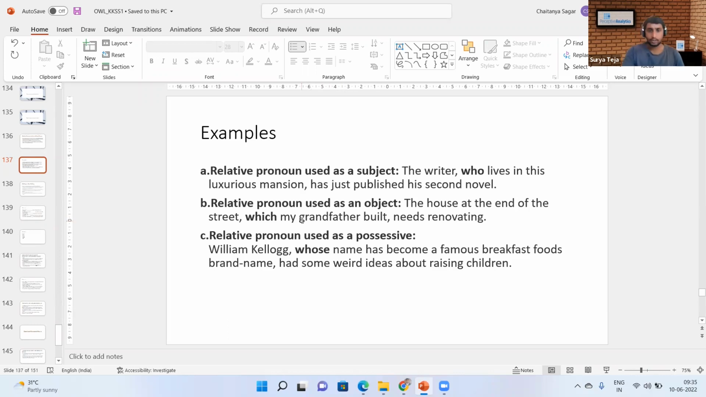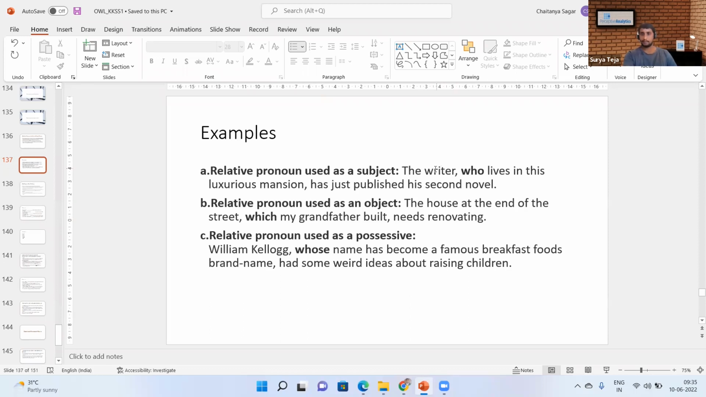I tried looking for whether the subject could act as a non-essential item. I could not find additional information, but I'll look into it. As far as this particular sentence is concerned, the house is the object here, and my grandfather built is the subject. The house at the end of the street needs renovating, and the part between the commas, which my grandfather built, gives extra information. Because it is non-essential information, we have used which, since it is talking about the house. House is a thing, not a person. That's why we have used which.